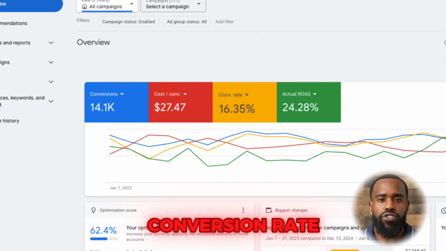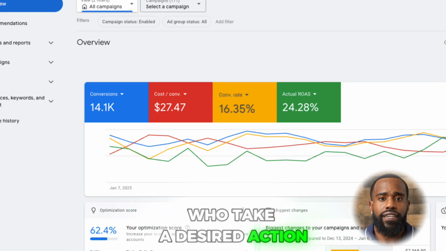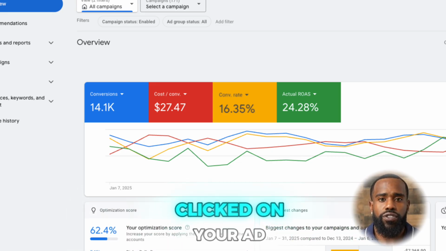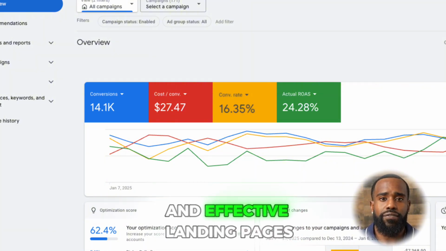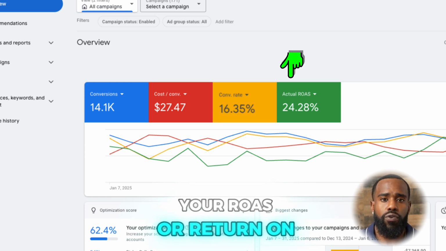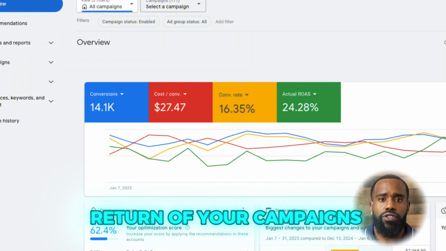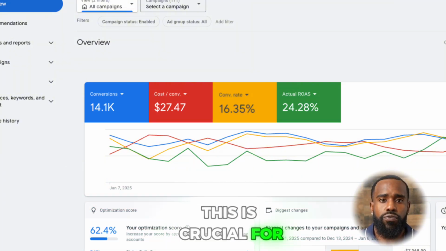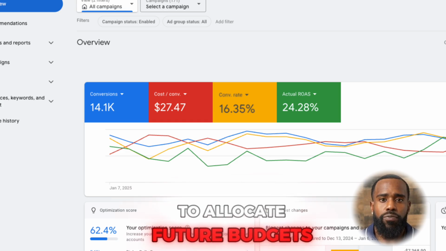Always look at your conversion rate. This metric indicates the percentage of users who take a desired action divided by the total number of users who clicked on your ad. High conversion rates often reflect well-targeted ads and effective landing pages. One of, if not the most important, is your ROAS, or Return on Ad Spend. Calculate your ROAS to understand the direct financial return of your campaigns. This is crucial for assessing the profitability of your ad spend, guiding decisions on how to allocate future budgets.